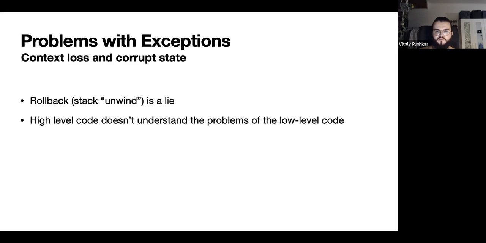Imagine if the code was modifying some big data structure when the exception occurred. So after the exception was caught, the data structure stays in a corrupt state. And such scenarios could and have already led to catastrophic failures.